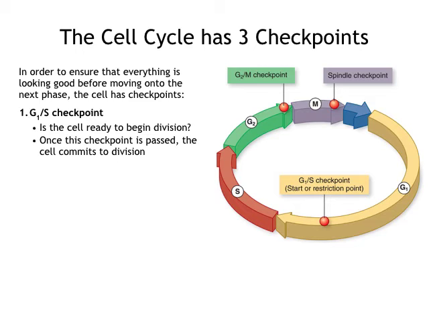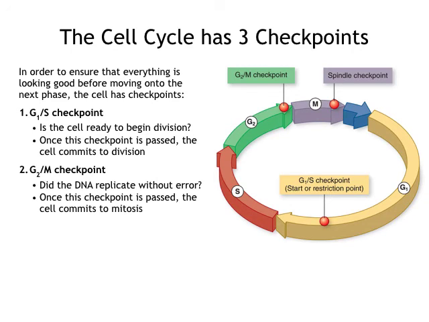In this first checkpoint, the G1 to S phase checkpoint, basically the security guards are asking, is the cell ready to begin cell division? Does it have everything it needs in order to begin DNA replication? And once this is passed, the cell commits to division. Then it starts replicating DNA, and once you replicate DNA, you're committed. You will divide, right?